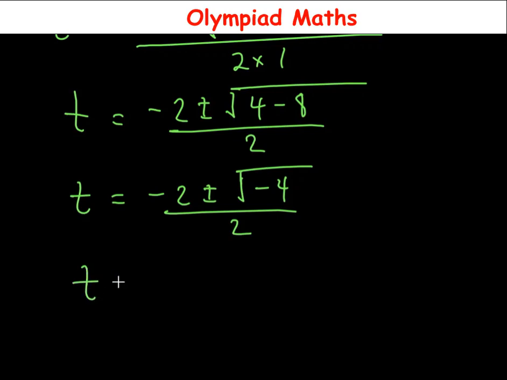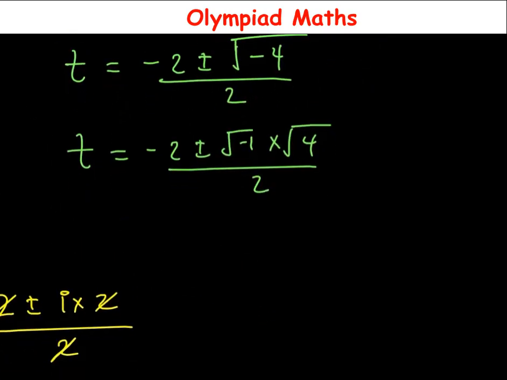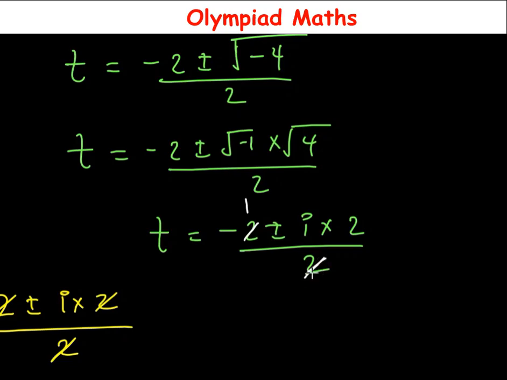From here, the value of t is equal to minus 2 plus or minus root minus 4 can be written as root minus 1, then times root 4, all over 2. With this, the value for t is equal to minus 2 plus or minus root minus 1 is i times root 4 is 2, all over 2. From here, 2 we divide 2, we have 1. 2 also divide 2, we have 1. So then, the value of t is equal to minus 1 plus or minus i.